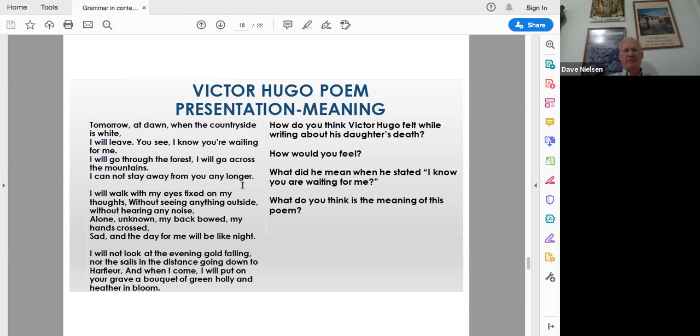I will walk with my eyes fixed on my thoughts, without seeing anything outside, without hearing any noise. Alone, unknown, my back bowed, my hands crossed, sad, and the day for me will be like night. I will not look at the evening gold falling, nor the sails in the distance going down to Harfleur. And when I come, I will put on your grave a bouquet of green holly and heather in bloom.